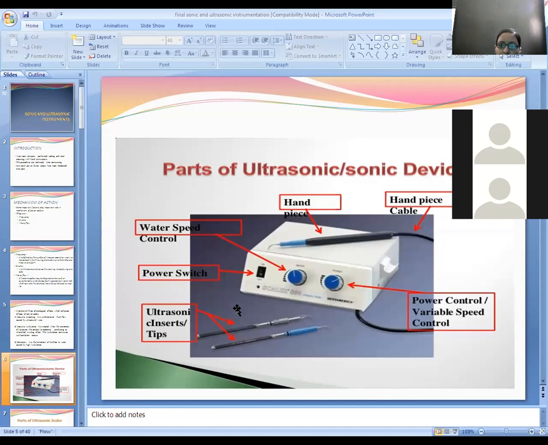What are the parts of ultrasonic or sonic devices? First, there are the different parts of ultrasonic devices. It contains first a handpiece to which the ultrasonic tip is attached. Then handpiece cable. Then power control, that is a variable speed control. Then water speed control, power switch, and the ultrasonic inserts or the tips. These are the basic parts of all ultrasonic or sonic devices.